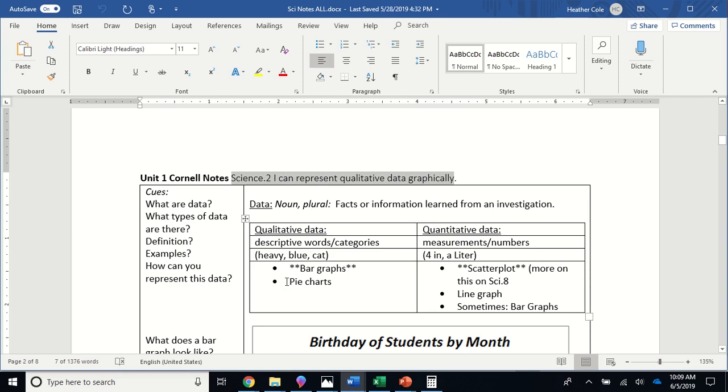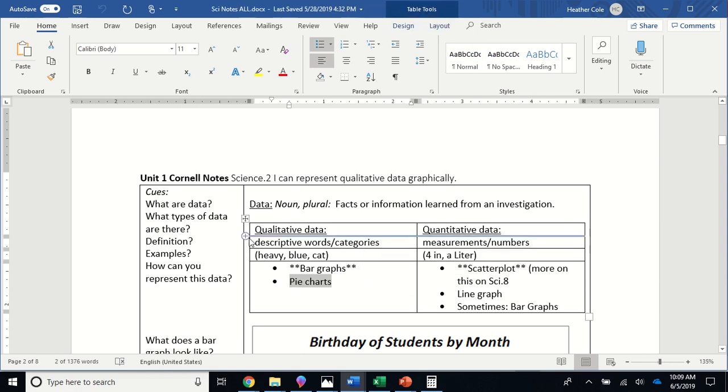I also said I would talk to you a little bit about pie charts. So pie charts are less useful than bar graphs. They're only for specific situations. It has to be qualitative data, first of all, and it also has to be part of a whole.